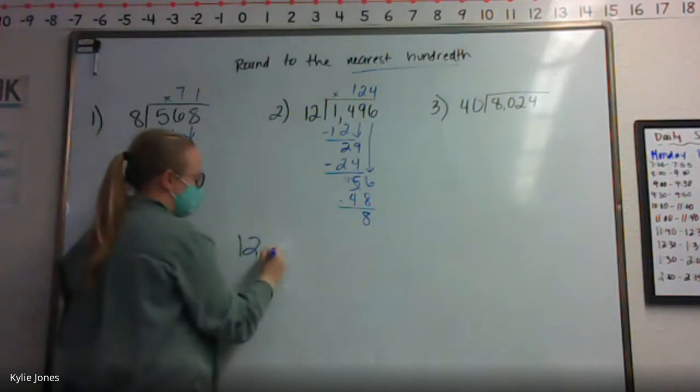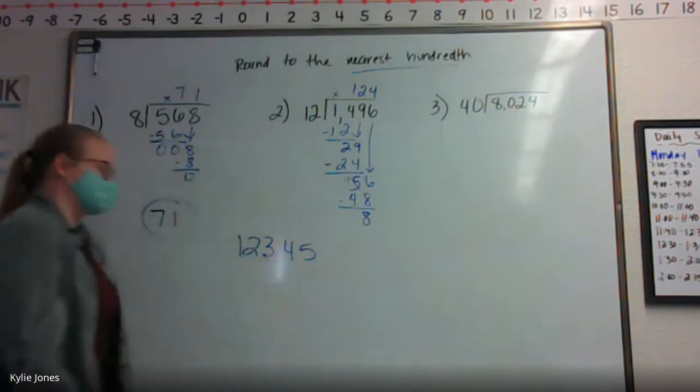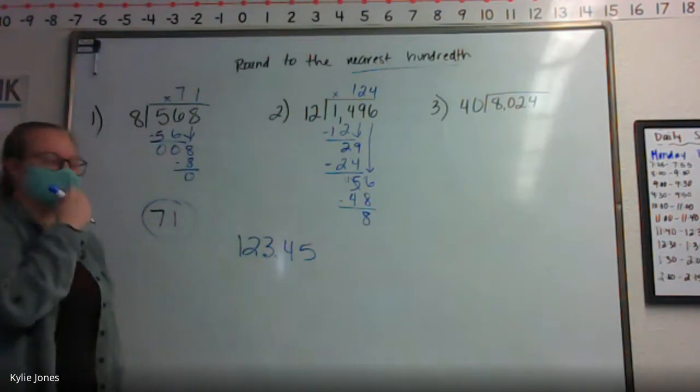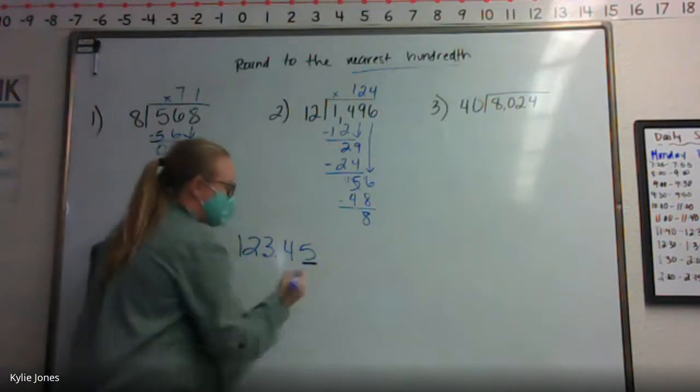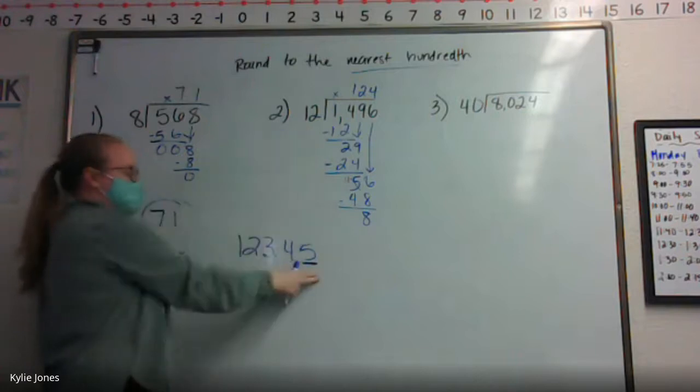If we have the number 123.45, where is the hundredth place? What number is the hundredth? 5. That's 5. So we need to go out 2 decimal places to figure out what our answer is here.